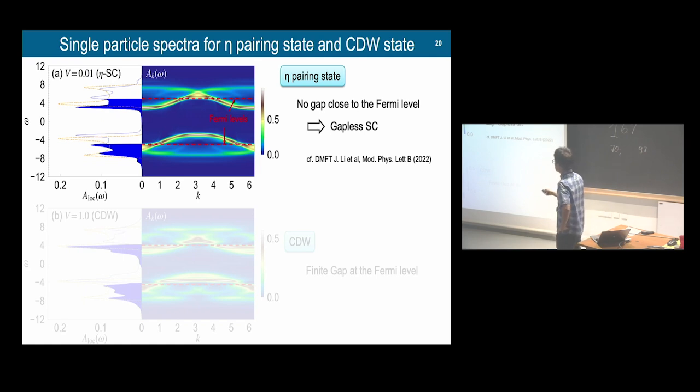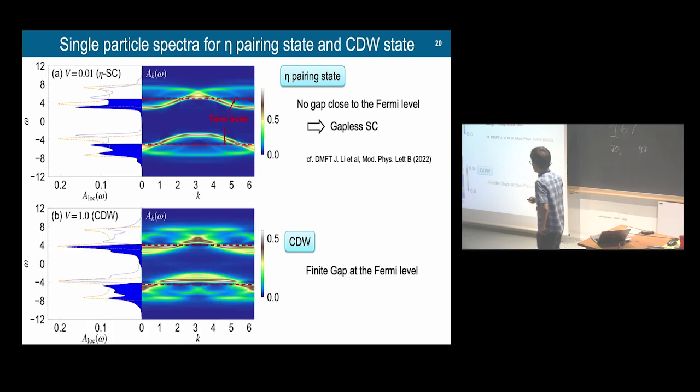Here I show the integrated single-particle spectrum, and this is a momentum-resolved spectrum. This blue part is the filled part. And you can see that there is no gap around the Fermi level for the eta-pairing phase. Actually, this is consistent with what has been pointed out in the DMFT analysis. And for the CDW, we have evidence of the development of a gap around the Fermi level.